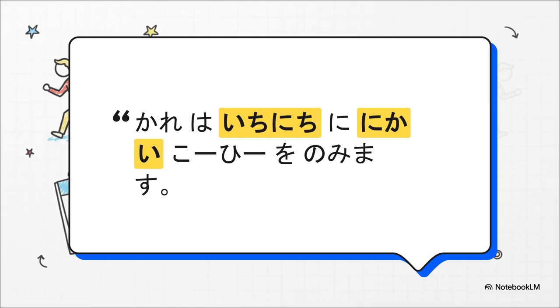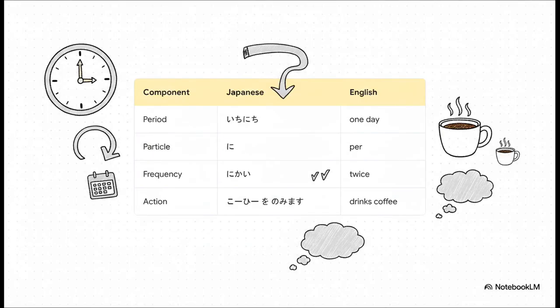He drinks coffee twice a day. The subject and the action are different, but I want you to look for that same core structure we just went over. And yep, if we look at the breakdown, you can see just how consistent this pattern is. The period is now ichinichi, 1 day, but right after it is our reliable particle ni. Then comes the frequency, nikai, or twice, followed by the action. The structure is absolutely identical. It's one of those things that, once you see it, you'll start noticing it everywhere.